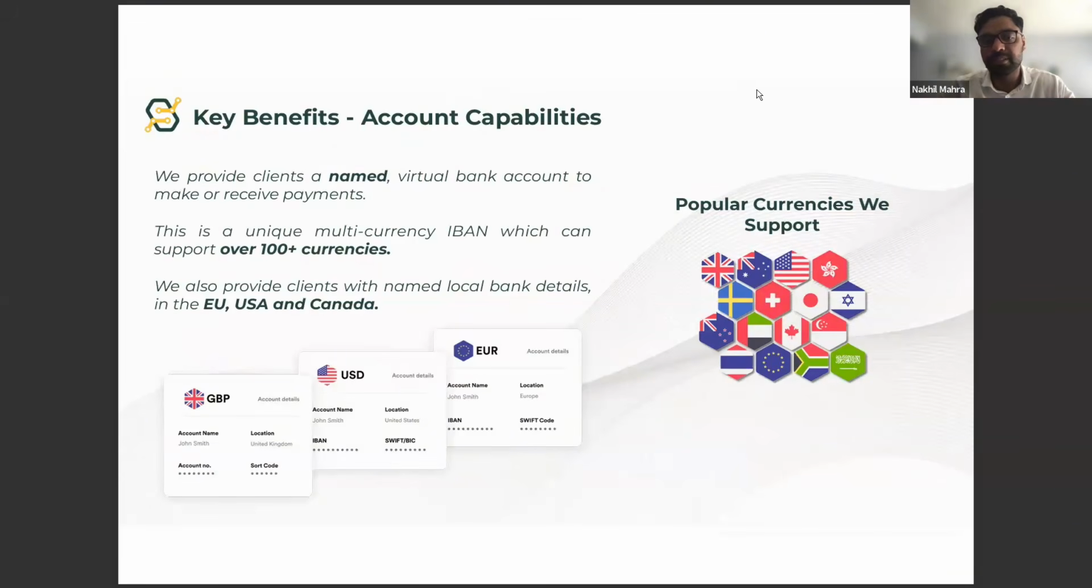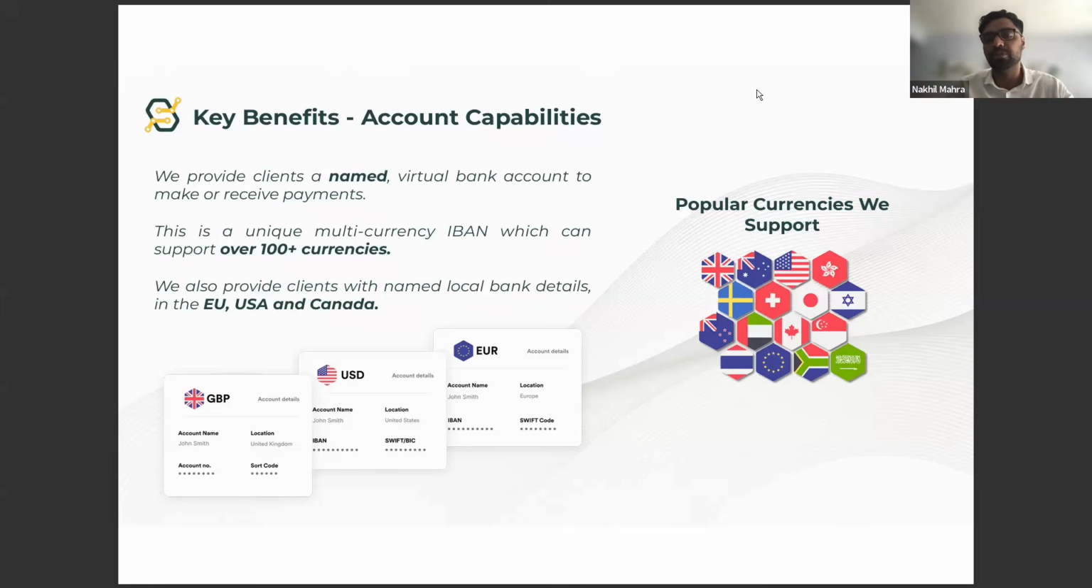So account capabilities. All our accounts are in the client's name. If you register with us, you don't send money to FiberPay, you'll have an account in your own name, 39 different virtual accounts. So if you've got exposure in various different parts of the world and various different currencies, we can manage it all for you in one place, all accounts in your name.